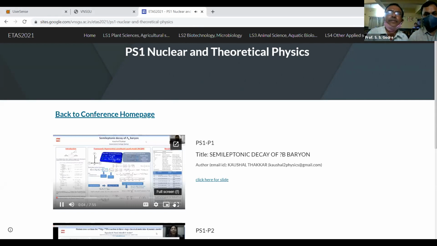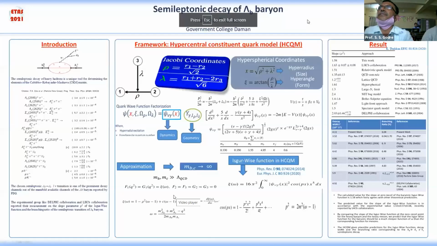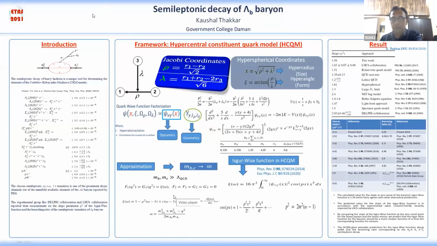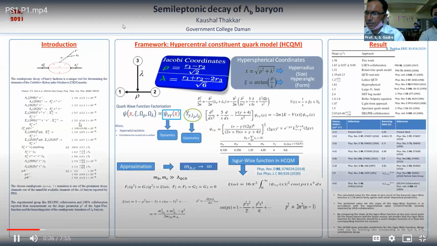Hello everyone. Myself, Dr. Coulomb, Assistant Professor in Government College, Daman. I welcome you all to my presentation today on the study of the semileptonic decay of the lambda B baryon. It is a great privilege for me that I got the chance to present my work on this platform. Here we see various decay channels available for lambda B baryon.